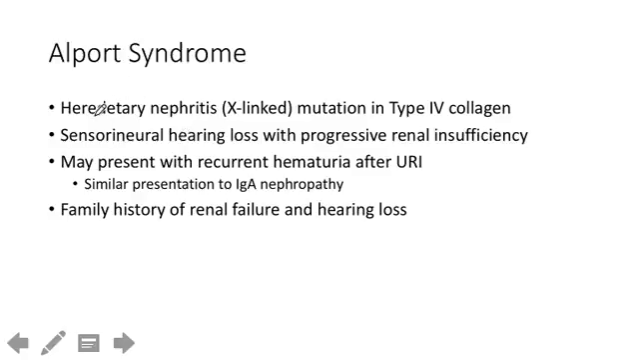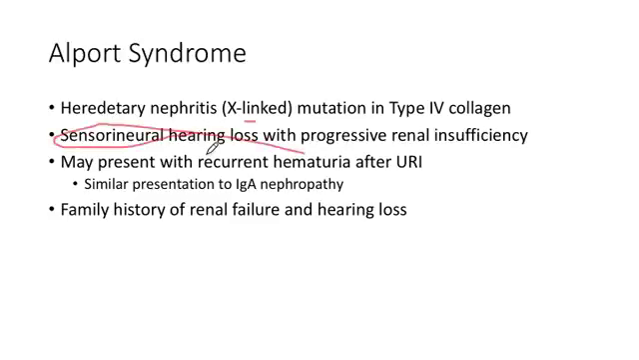Usually the disease is not too severe early on, but they may have a history or family history of renal failure. That's a key link to it. It's usually going to be a male since it's X-linked. And the classic thing here that's going to help you figure it out on the test is they're going to tell you that there's hearing loss.